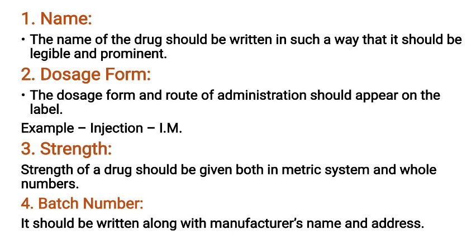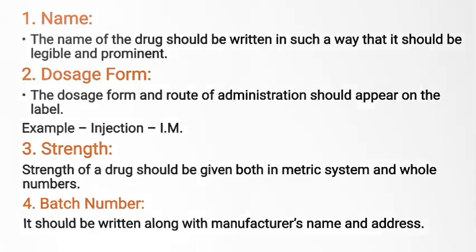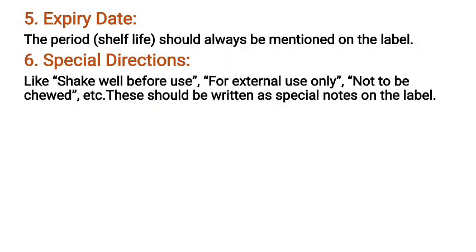Fourth, batch number. It should be written along with the manufacturer's name and address. Fifth, expiry date. The period should always be mentioned on the label. Sixth, special direction, like shake well before use, for external use only, not to be chewed, etc. This should be written as a special note on the label.